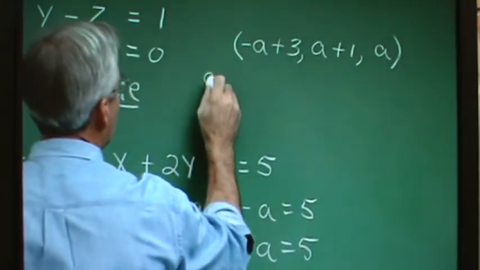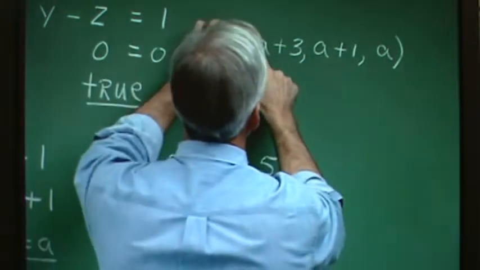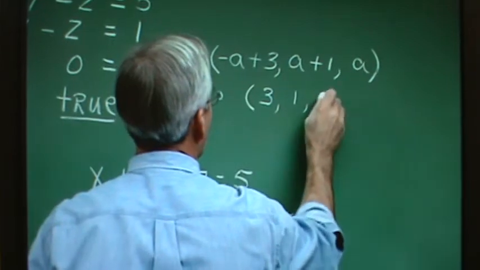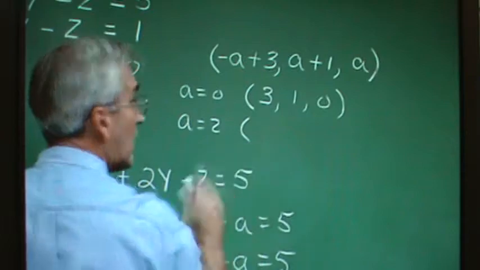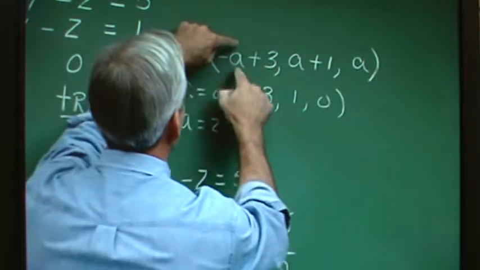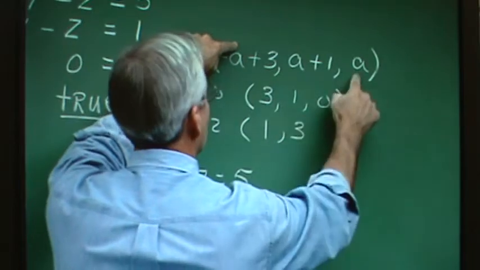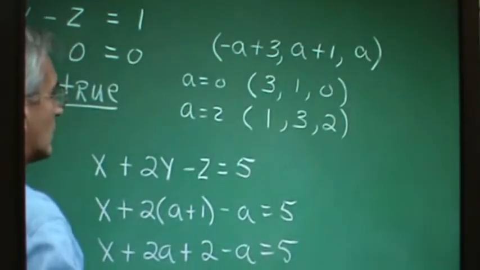Now this allows us to generate values by letting a take on whatever value we select. For example, if a is equal to 0, then the ordered triplet becomes, let's see, 0 plus 3 is 3, 0 plus 1 is 1, 0. If a is, let's say, 2, then the ordered triplet becomes negative 2 plus 3 is 1, 2 plus 1 is 3, and this becomes 2. So we can generate ordered triplets all day long.